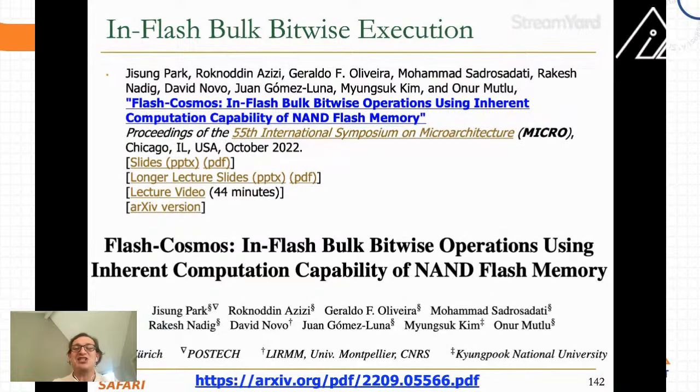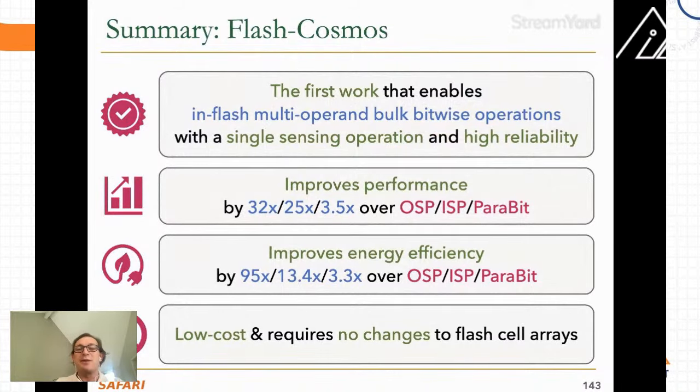Okay, let me talk about flash and emerging memory technologies, and then I will take some questions. Flash is also capable of this sort of bulk bitwise execution. Flash memory is used in many devices that we have today. In this paper, we show that you could do this operation reliably on real flash devices, just like in real DRAM devices. Real flash devices are easier for this because you actually have a programming interface to the flash memory, if you are exposed to that interface. In this work, we enable in-flash multi-operand bulk bitwise operations with a single sensing operation with high reliability, and we see significant performance and energy efficiency improvements, as you can see. This requires low cost, and it requires no changes to the flash cell arrays themselves.